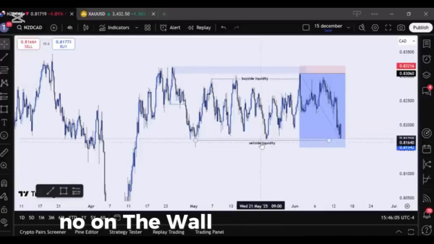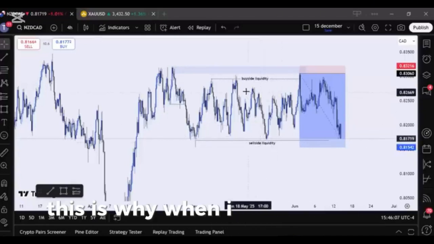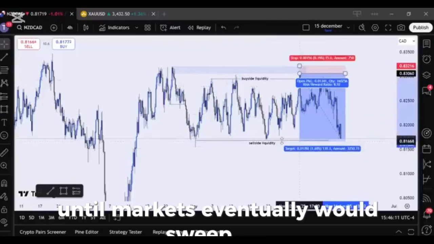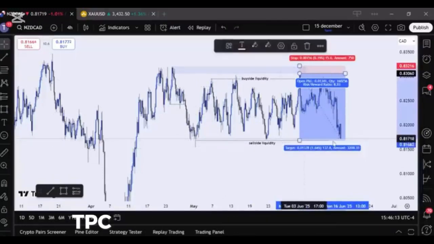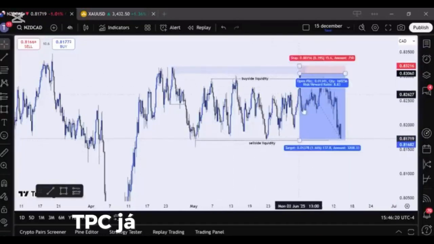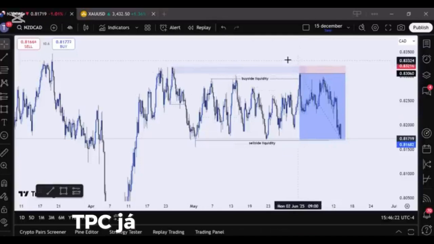and where market is heading to is to take out the liquidity on the sell side, which is why when I took this trade from here, I did not bother taking my profit until market eventually would sweep this. Well, to be honest, TP is already almost hit here because this is what I'm targeting for the take profit level. So our market triggered this zone. No sign of reversal from any zones that will reverse this market completely until market sweeps that range in liquidity.